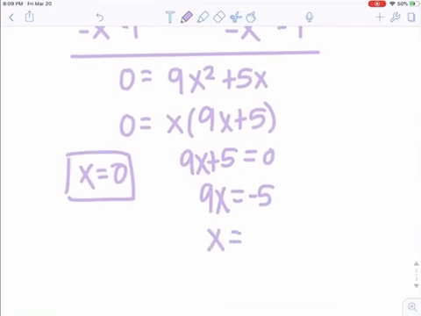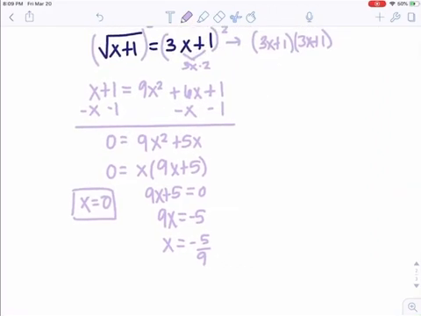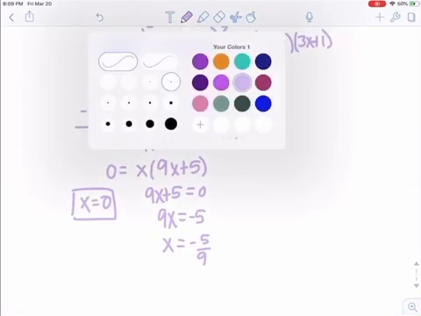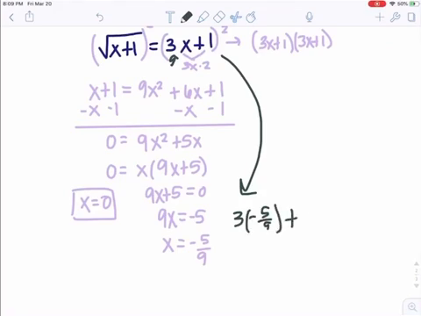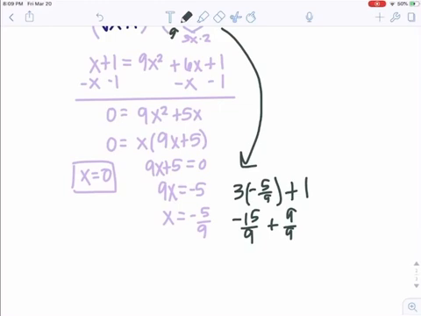So x equals negative 5 over 9. Now I'm going to use the shortcut and cheat a little bit. I know when I plug in 0 up here, I'm going to get a positive number. Well, let's check the negative 5/9. So 3 times negative 5/9 plus 1, negative 15/9 plus 9 over 9. So I get negative 6/9.